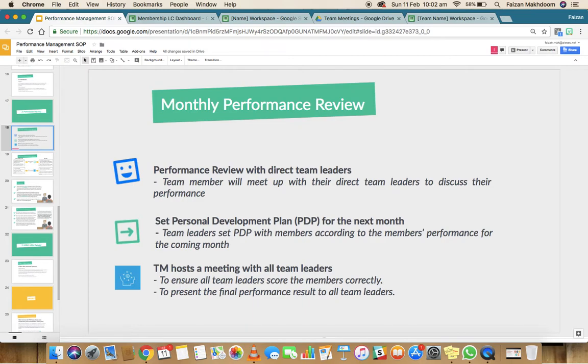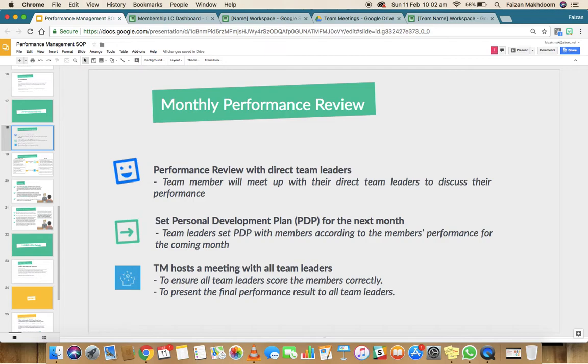They are done in an individual space between a team leader and a team member, where the performance of the team member is discussed for the month. Once that is discussed, the team leader then sets a new personal development plan with the team member according to his or her performance for the month that has passed, and sets clear action steps to follow that help the member achieve goals in the next month.